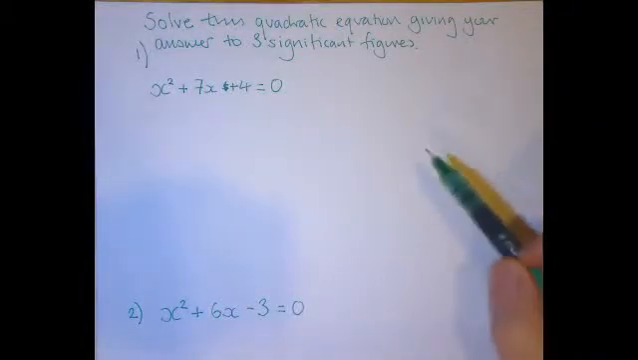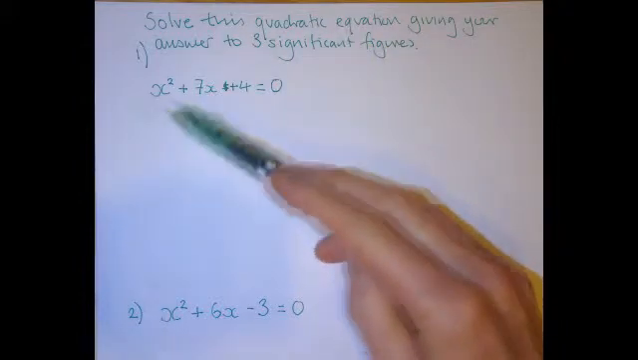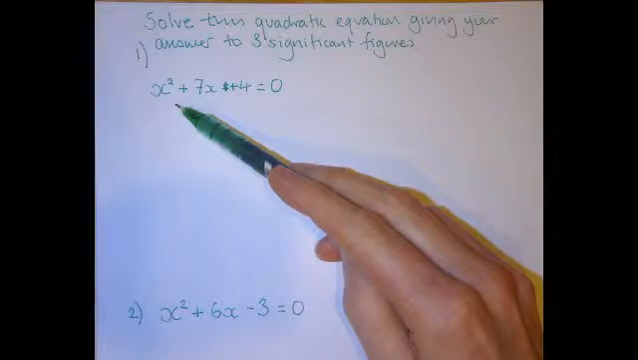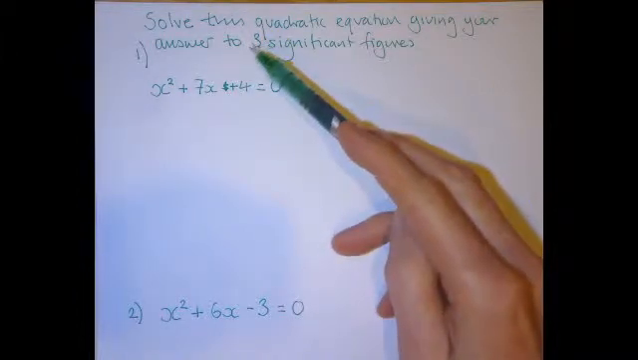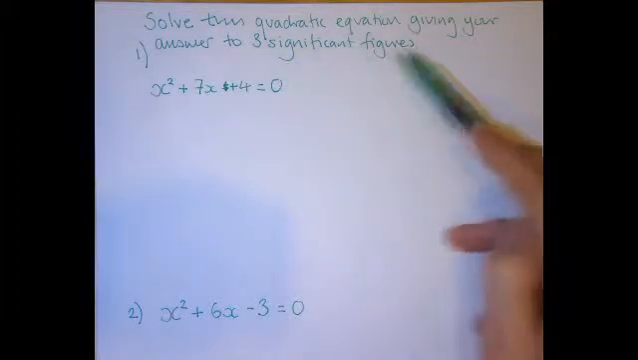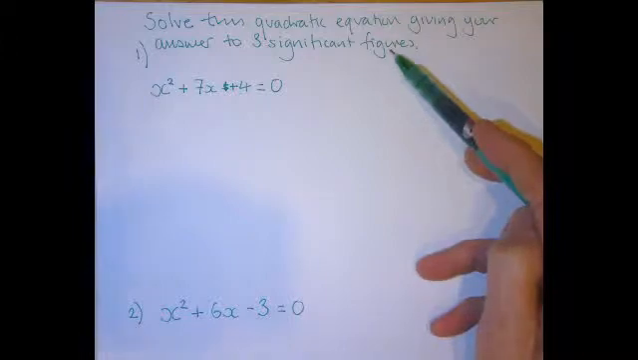This is to help you with solving quadratic equations, and a quadratic equation is one where you have an x squared term. In this case, it says solve this quadratic equation giving you an answer to three significant figures. The fact that you're going to need to give it to three significant figures is a big clue that you're going to need to use the quadratic formula.